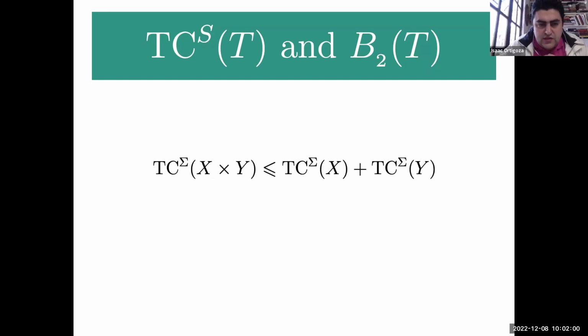Also, I have to say something. This also gives an example where the inequality of the TC sigma is strict. Then it is a good result.